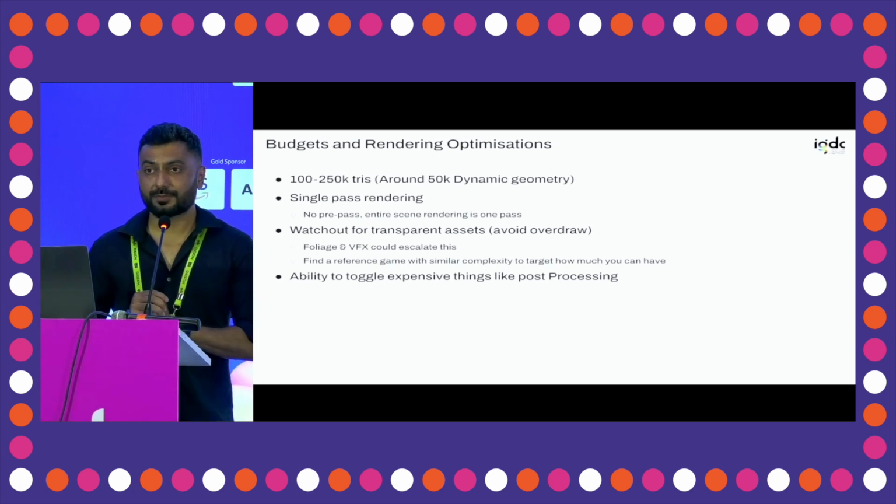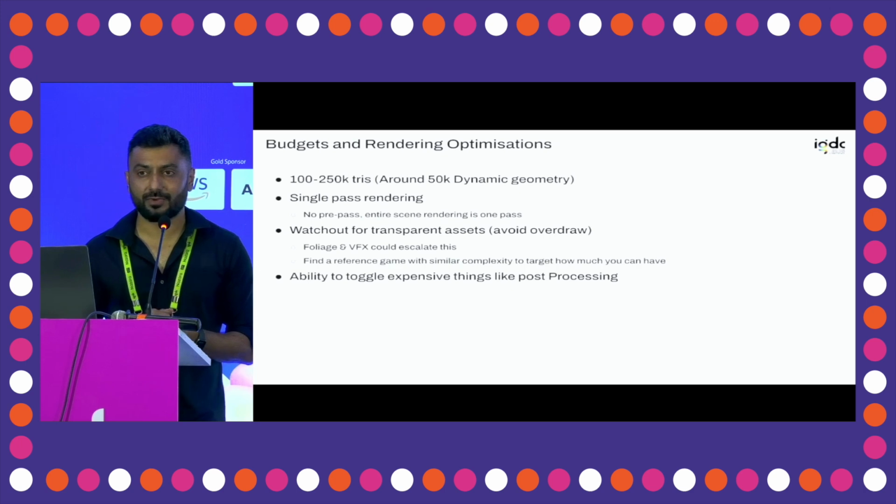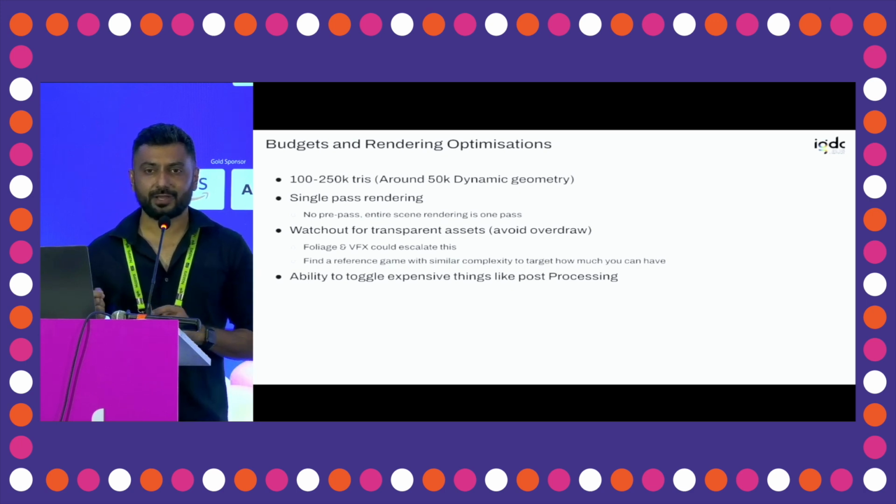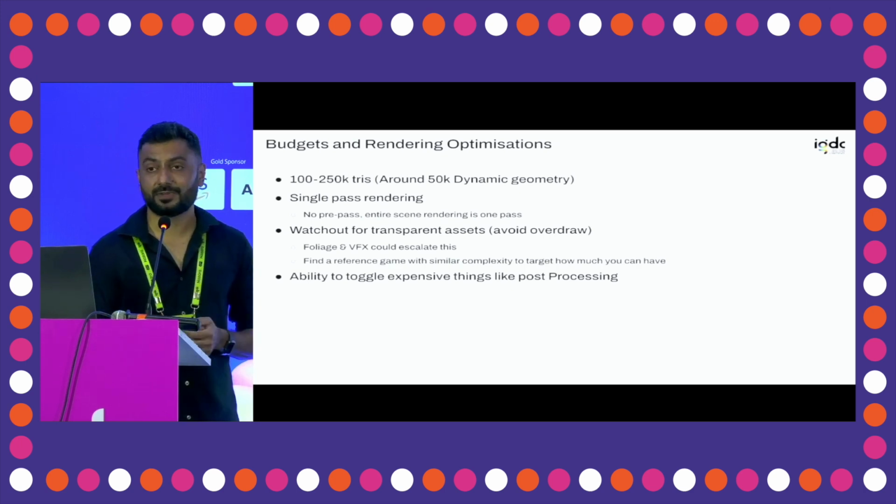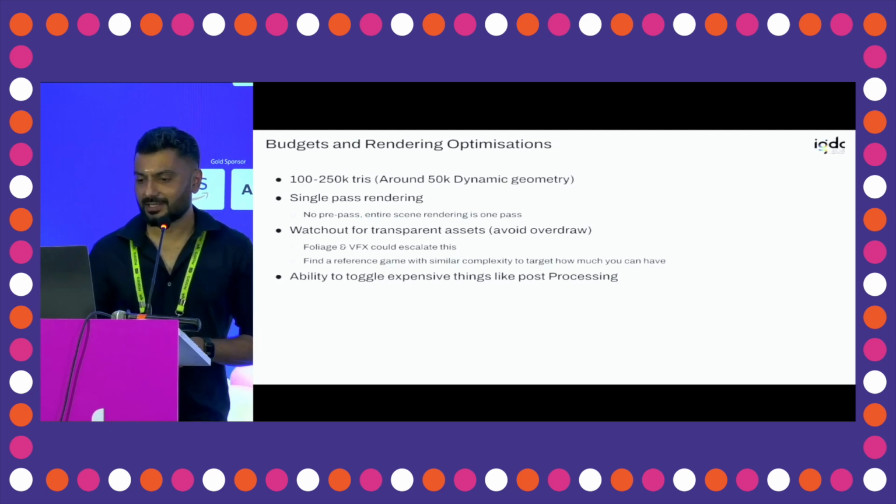Watch out for transparent assets. This is again a general practice everybody would recommend, and foliage and VFX are the ones which can escalate this. If you have a really good team, people can make really nice VFX, but just make sure they are optimized. For example, if you are doing smoke, make sure you can achieve the entire smoke effect with just 2-3 quads. You will have to go crazy on some of those effects.